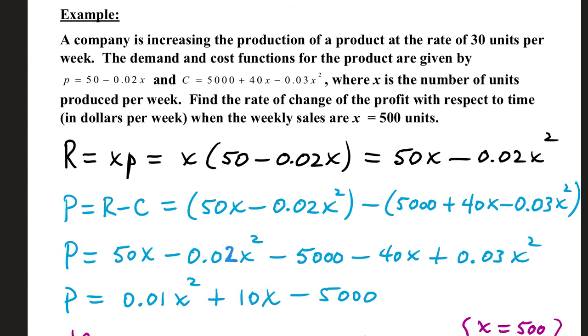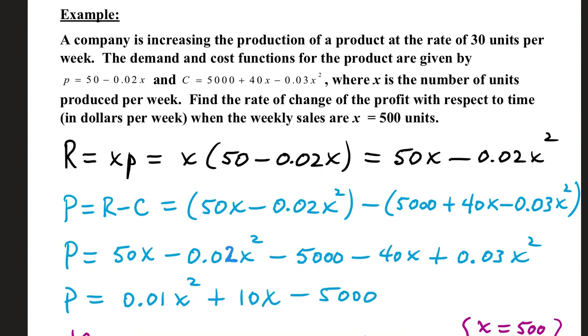Okay. So revenue, don't change any signs. Cost, change all the signs. Once you've got your terms expanded and the parentheses removed, combine like terms: negative 0.02x squared plus 0.03x squared, that's 0.01x squared. 50x minus 40x is 10x. Minus 5,000 is the only constant we have.